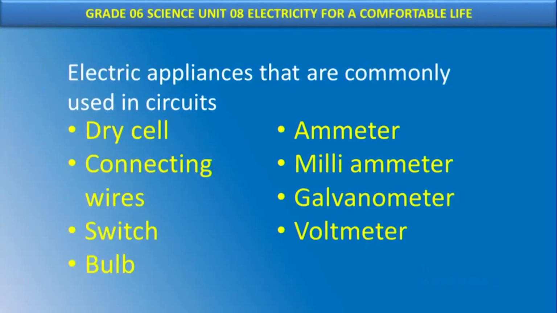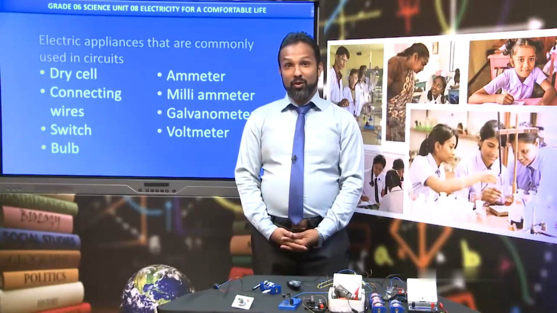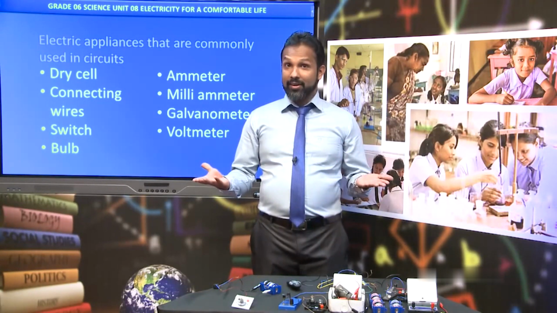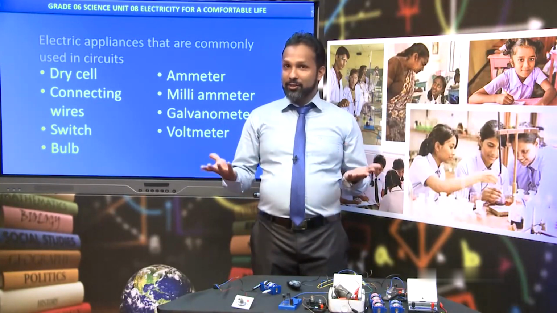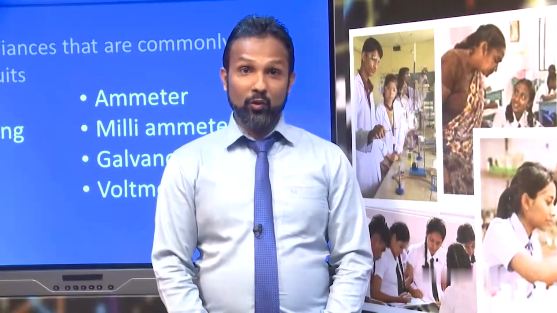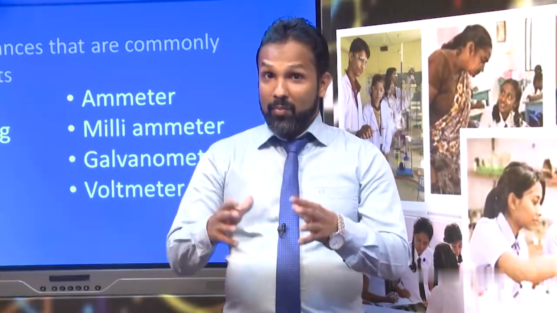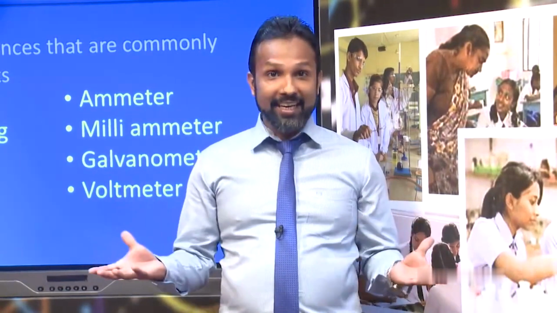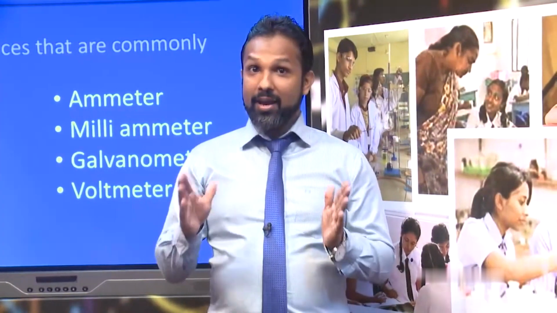Hello children, let's focus our attention on some of the electrical accessories that we use in our laboratory to prepare circuits. I think you can remember some of the accessories that we used in the previous circuit. In the previous circuit we used a dry cell, a connecting wire, a bulb and a switch. Now I am going to teach you some other electrical accessories that we use in our laboratory to prepare circuits. You can study one by one.